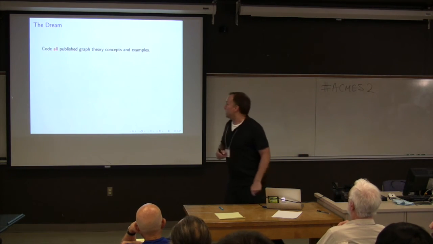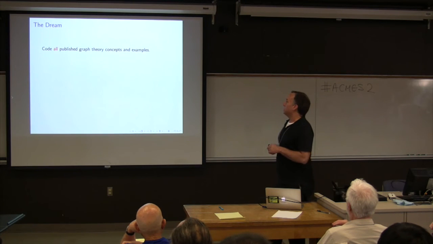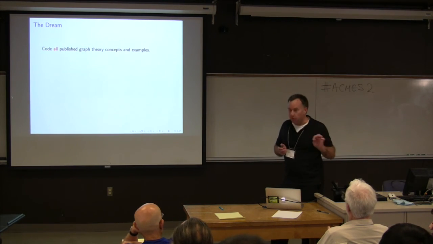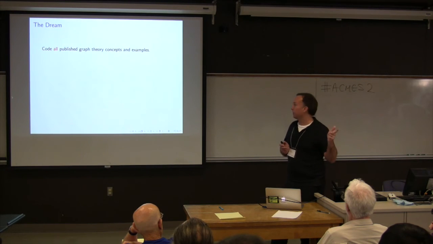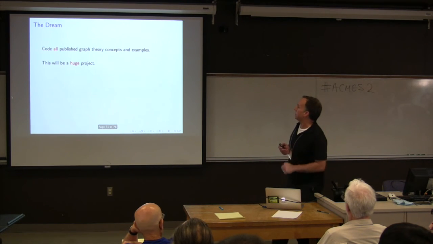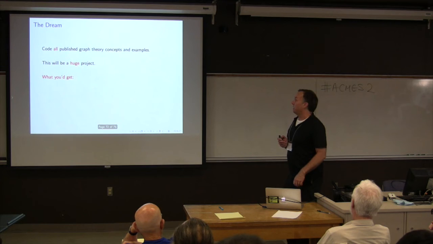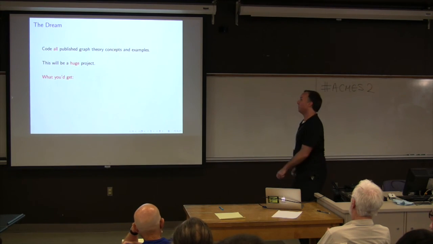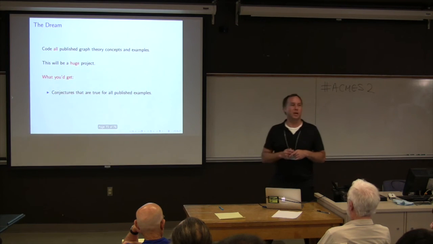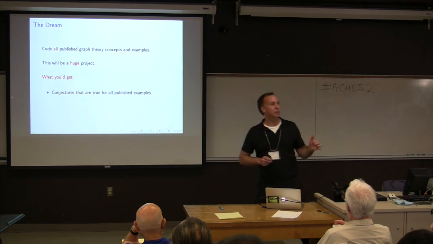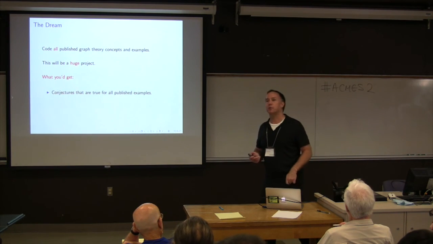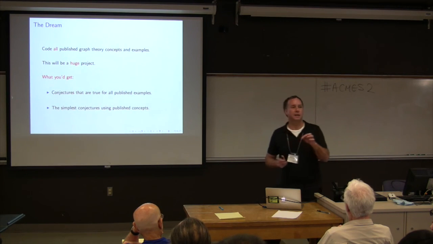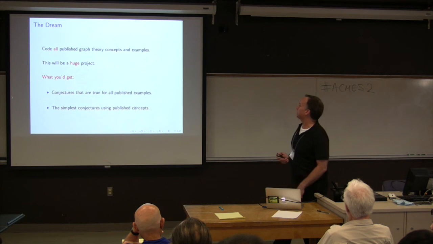And this is the last slide. So this is my dream, to code all the published graph theory invariants, properties, and examples. It'd be a huge project, not as big as OEIS, because that's all the math, and this is just graph theory. But what you get are conjectures that are guaranteed to be true for every example that has ever appeared in the graph theory literature, and the simplest conjectures involving published concepts.